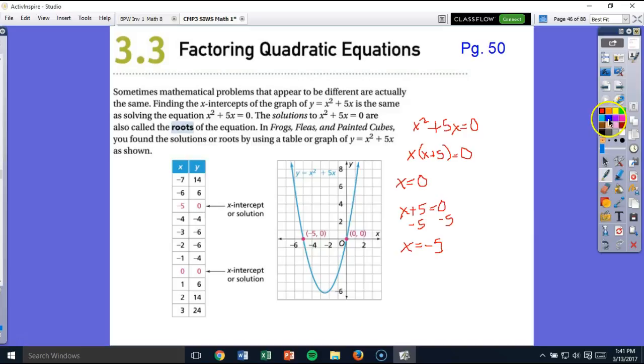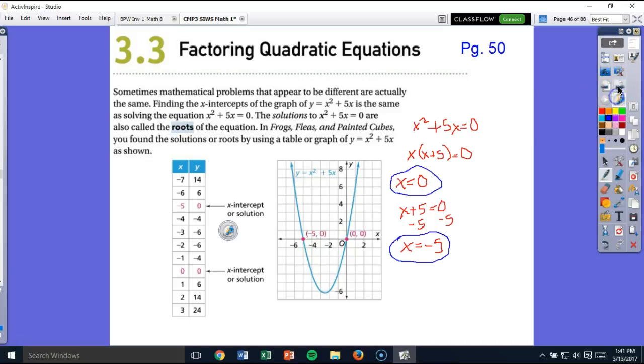So if we look here, we have x equals 0 and x equals -5. We solved for this, and by factoring it out, we found our x-intercepts. These are also called the roots of the equation. 0 and -5 would be the roots of the equation.